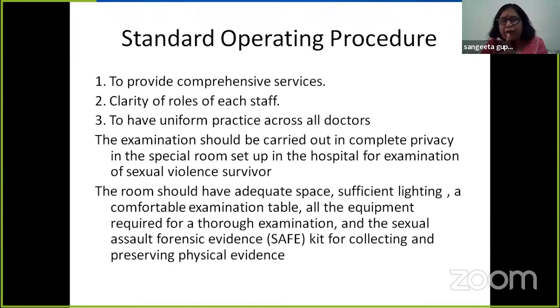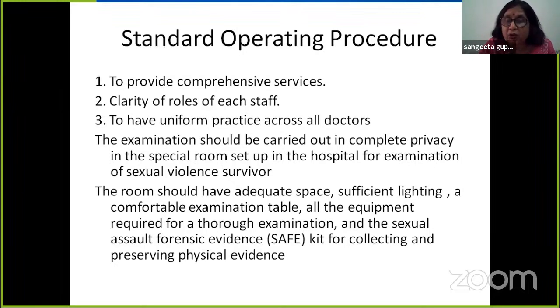Now, the most important point is that all the hospitals, be it government hospitals or private hospitals, should have a standard operating protocol in their hospital. And this protocol should be available in all the emergency areas, so there is no delay and no wastage of time. The need for this protocol is to provide comprehensive services, clarity of roles of each staff, and to have uniform practice across all the doctors.